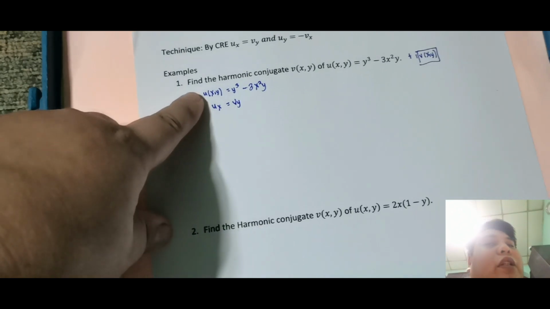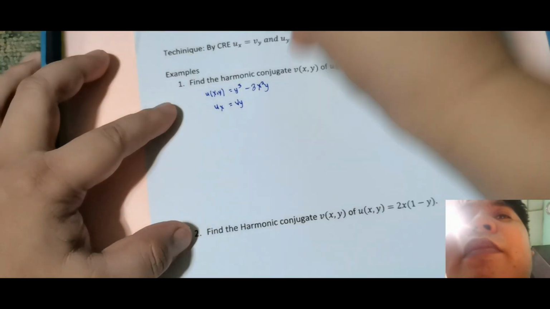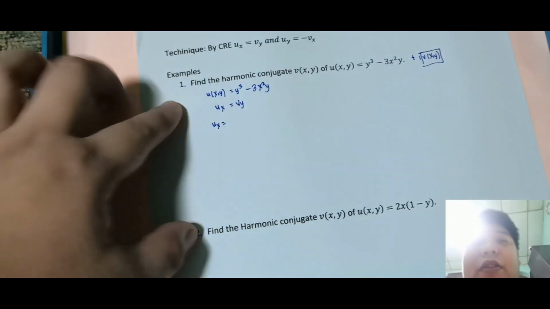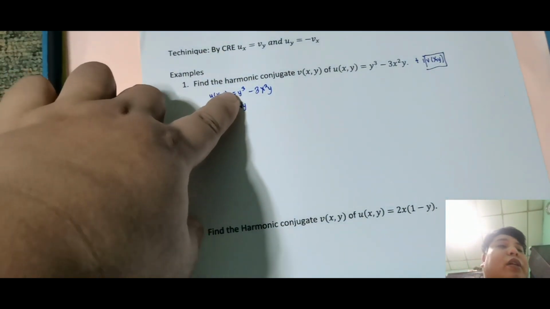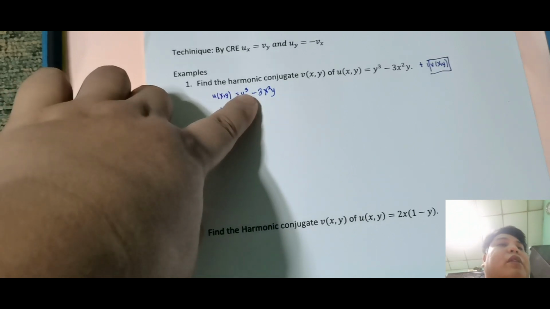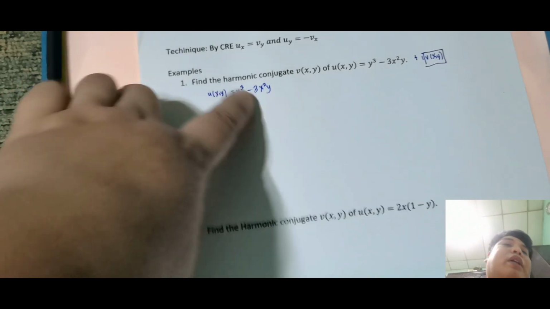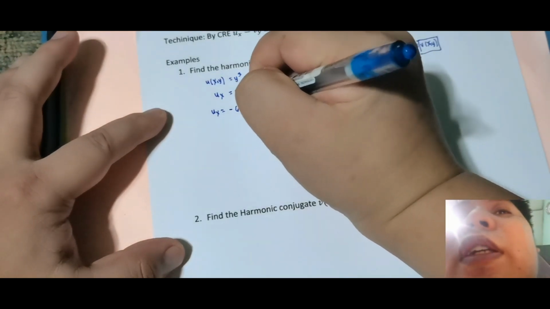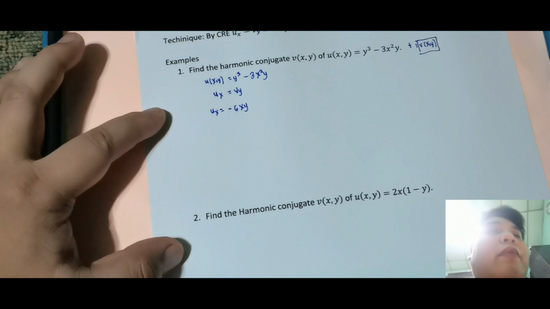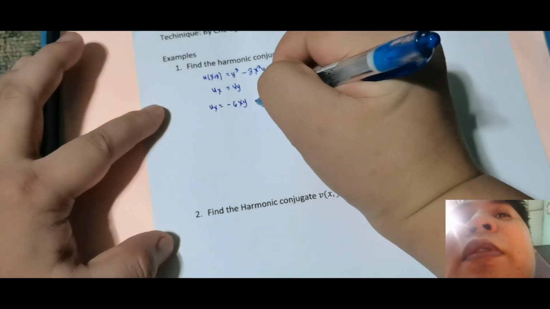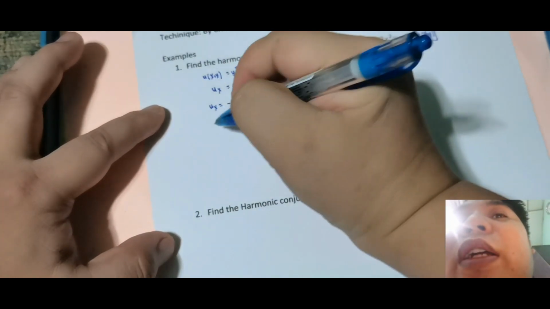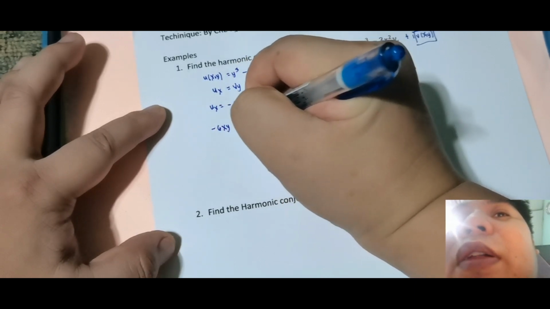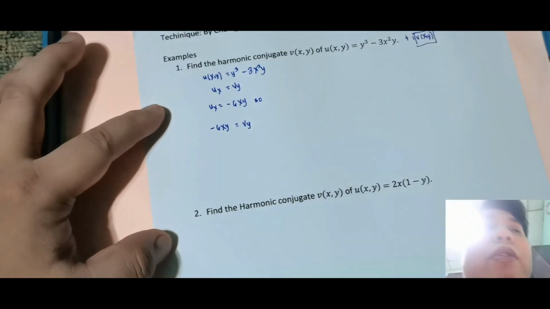Ang gagawin ko, kukunin ko yung partial derivative ng u with respect to x. So, y cubed, derivative nyan with respect to x is 0. Derivative ng negative 3x squared y is negative 6xy. Tama? So, this is negative 6xy. Okay, so we have yung u sub x, which is negative 6xy, equal daw sa partial of b with respect to y.